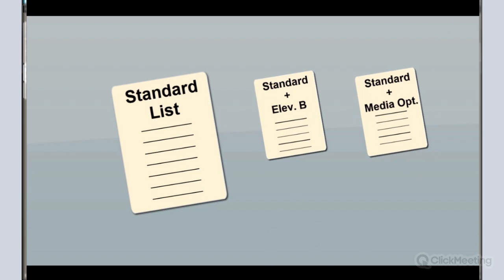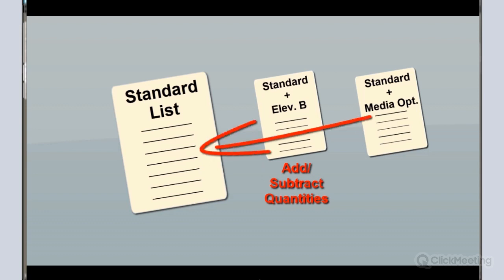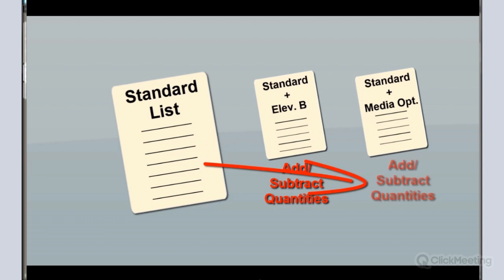So then at the end of the day, what you can do is run a report that says, okay, here's the standard list, here's the standard list tweaked to be elevation B. Tell us what the solution is for what I need to add and subtract to the main list in order to get to elevation B. And in the same fashion, compare the media room option list back to the standard list and find what I need to add and subtract in order to get to the media room option.